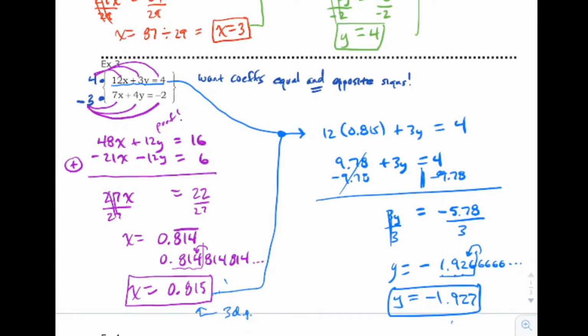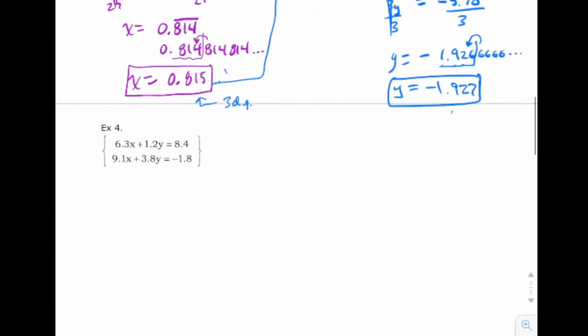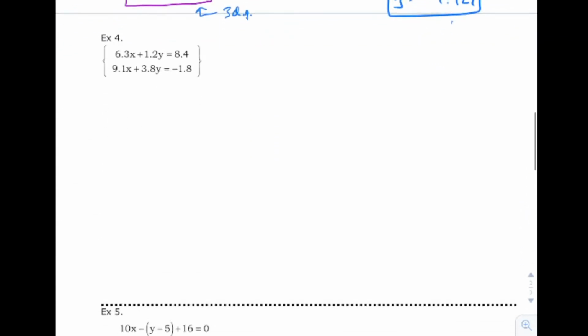So there, I hope you're digging on this method. So again, the idea is you want to add the equations together, but you're not ready to do that unless something's going to go away. Either the x terms are going to go away or the y terms are going to go away. 2 more examples.